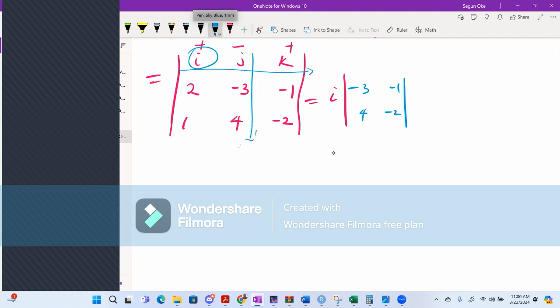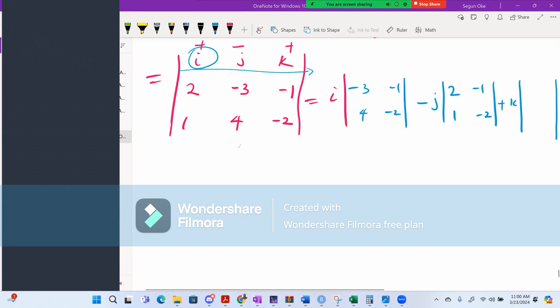Then pick the second column, which is minus J. You have what? 2, minus 1, and minus 2, plus 1, minus 2. Do we all agree? Okay, now we have K. What is K? All the K will paralyze. It will remain 2, minus 3, 1, 4.